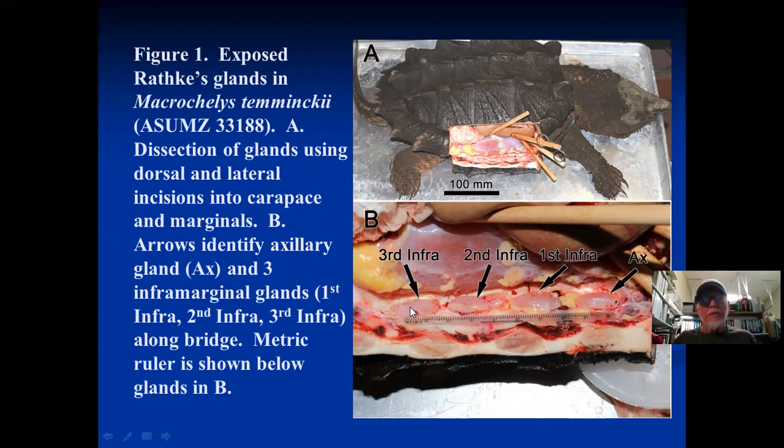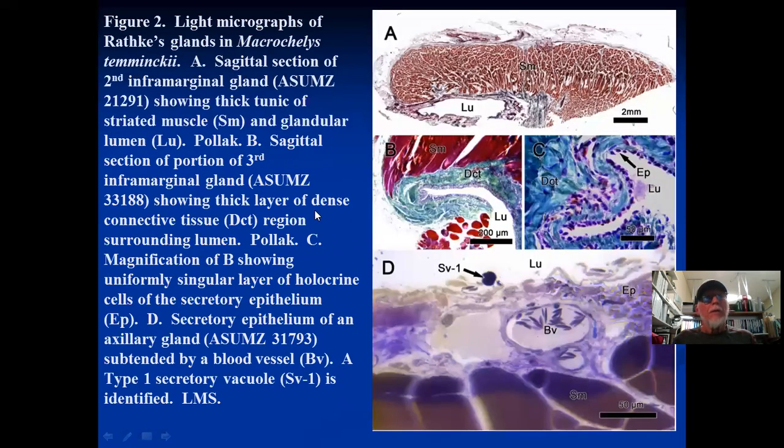Gland length is about 15 to 20 millimeters. Gland width is about 8 millimeters, and gland height is about 4 to 5 millimeters. Now, here's the first in a series of micrographs of the glands, and if you'll note, most of the gland is comprised of striated muscle. So all of this area here is striated muscle. Here's the gland proper and the lumen of the gland.